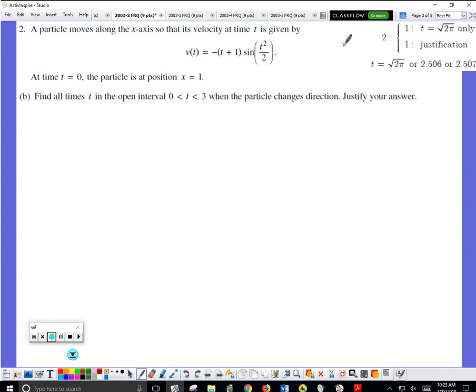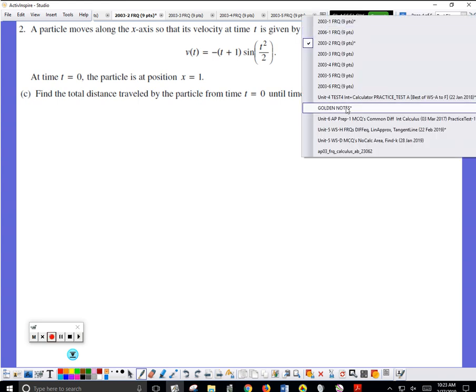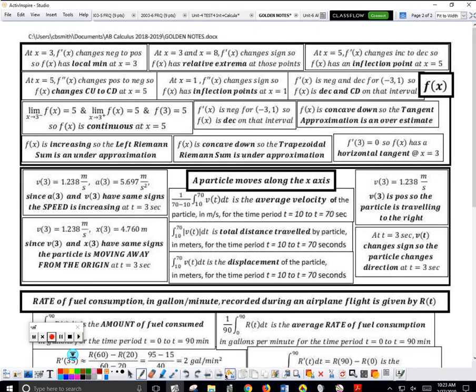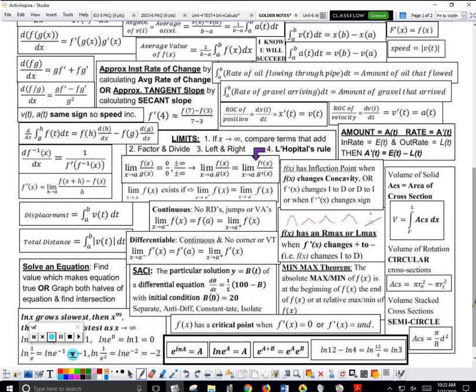So we got that done. Part C. Part C says find the total distance traveled by the particle. So golden notes again, look. Front side, left, lower left, two key equations right here in the lower left. To find the total distance traveled by a particle, we just integrate the absolute value of the velocity. I remember this stuff. It comes back better than you think.